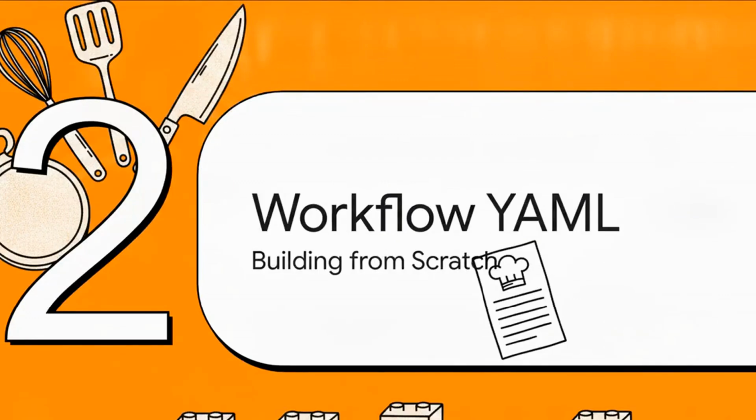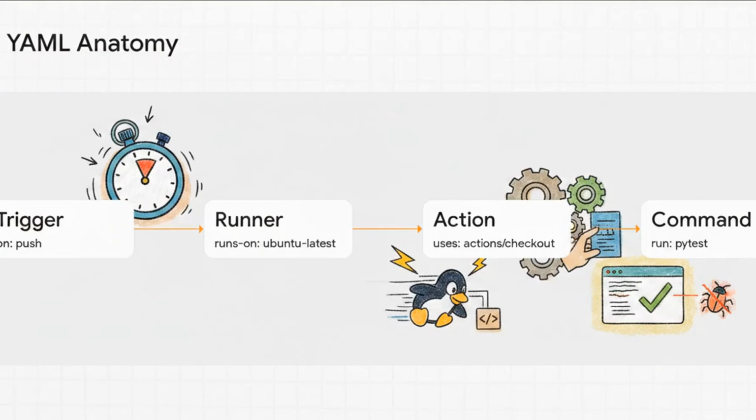Section 2, Building the Workflow YAML. Okay, so every workflow actually lives in a hidden folder in your repo called .github/workflows/. Let's break down the core anatomy of this YAML file into 4 logical blocks. First up, the trigger. On push just means this pipeline runs every time someone pushes code.